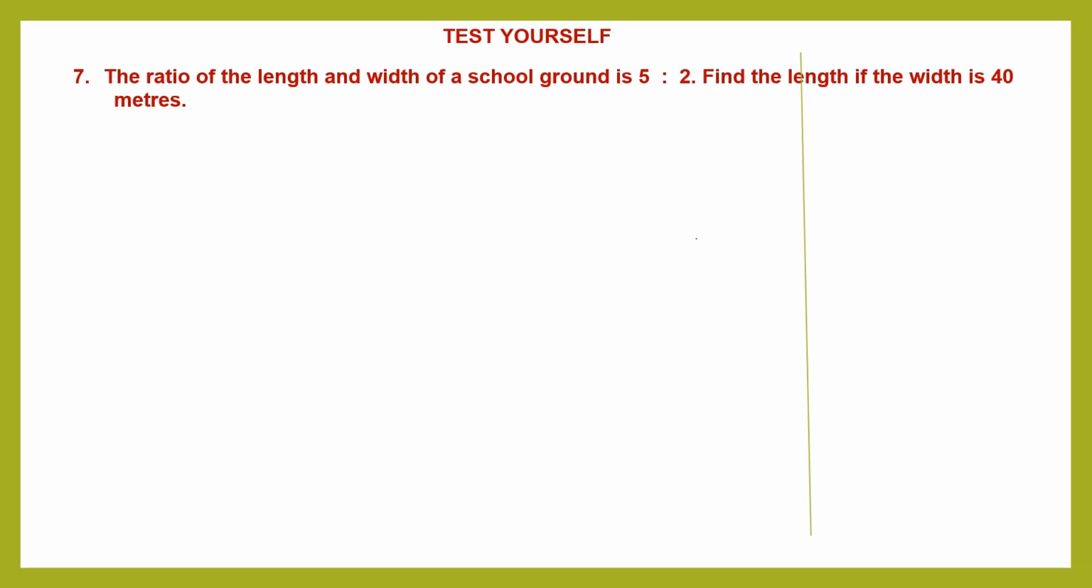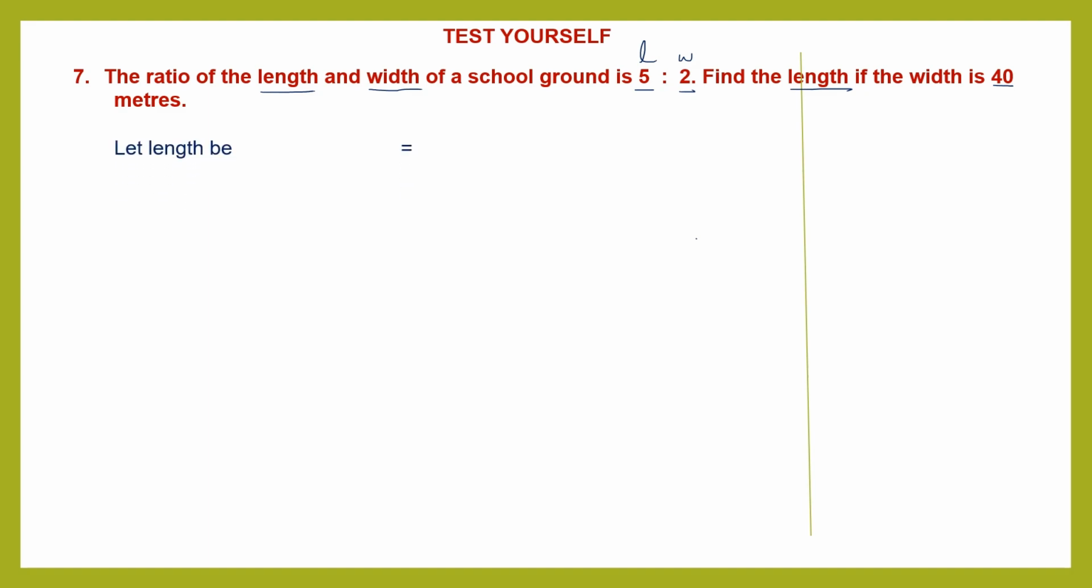Page number 120. Question 7. The ratio of length and width of a school ground is given. So the order is very important. So ratio of length and width. That means this is length and this is width. Find the length if the width is 40 meters. Okay, so length is what we must find out and width is given to us.